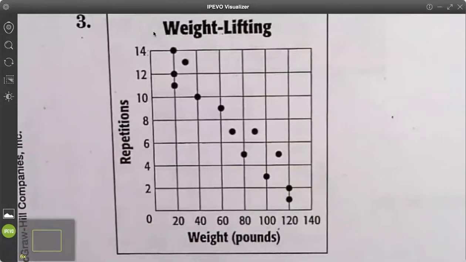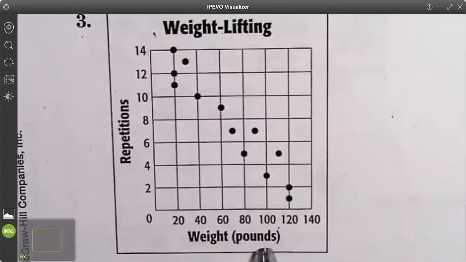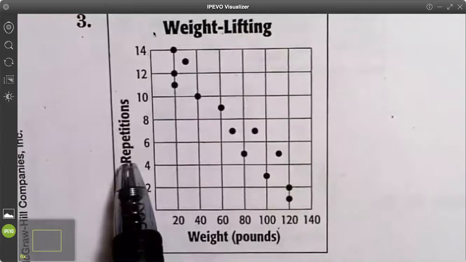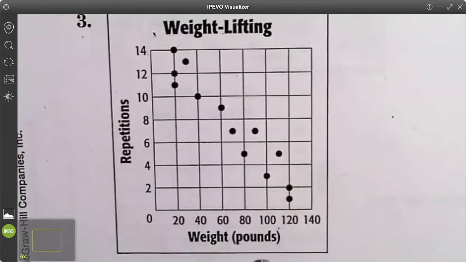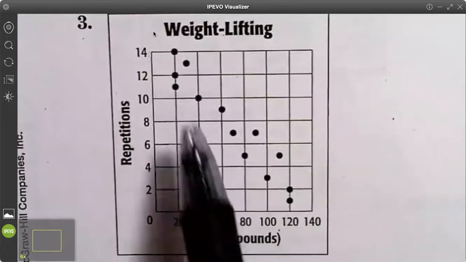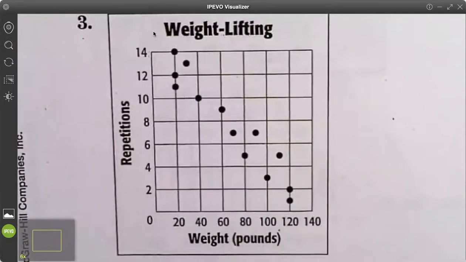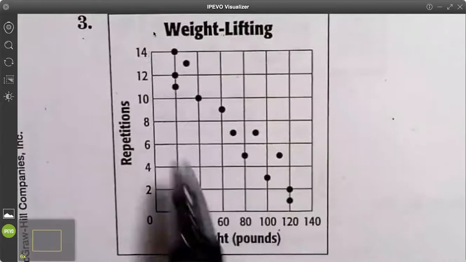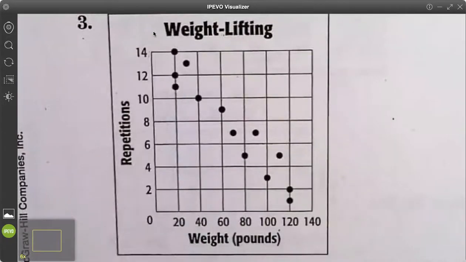Think about your answer to number 3. And I will tell you that when it's talking about weight in pounds, it's talking about the amount of weight that you are lifting. And repetitions is how many times you lift it. But it's not the weight of the person, it's the weight of the weight you're lifting. Think about number 3. Number 3 has a negative correlation. As the X value increases, the Y value decreases. The more weight you're lifting, the less amount of times you can lift it.